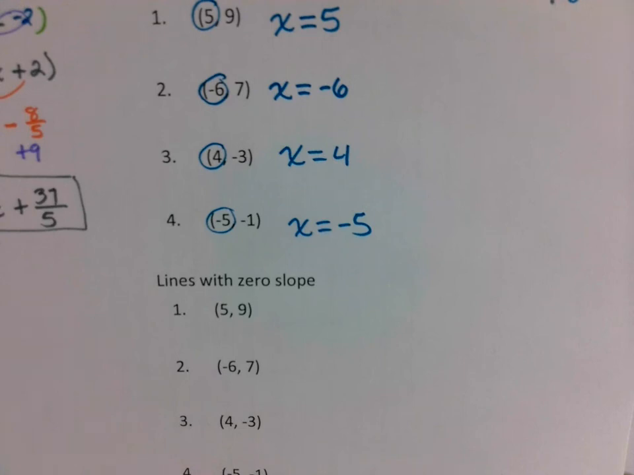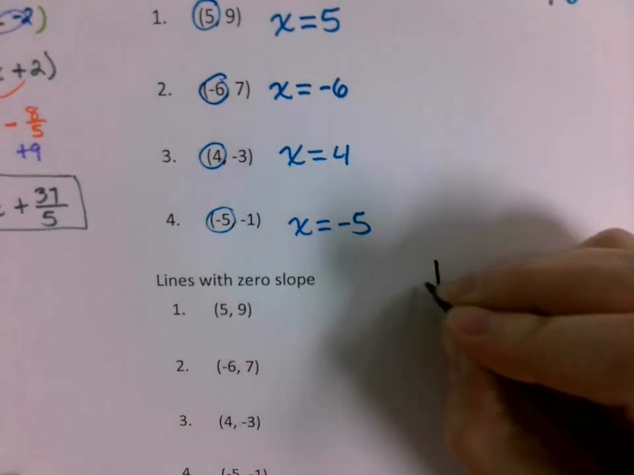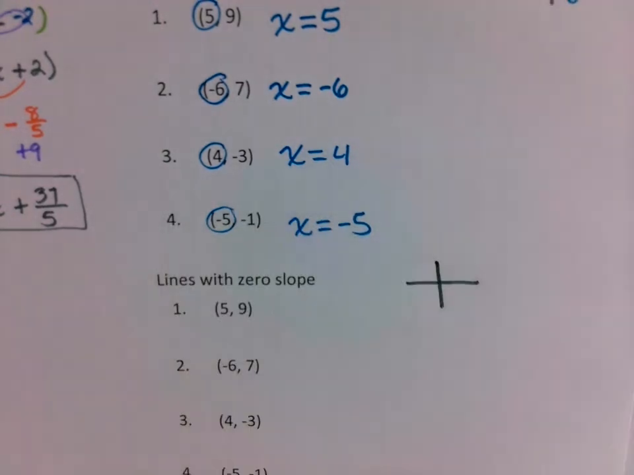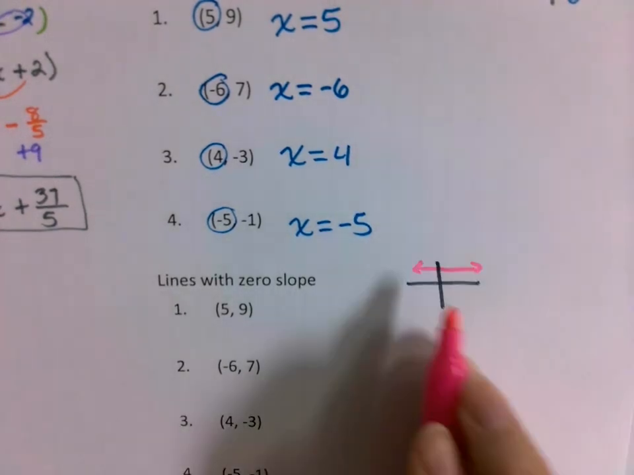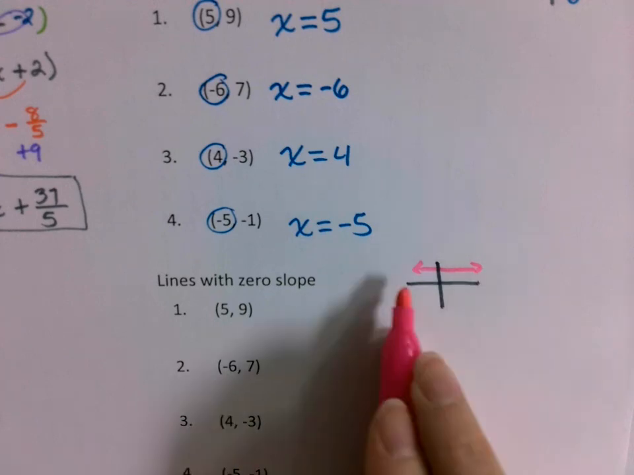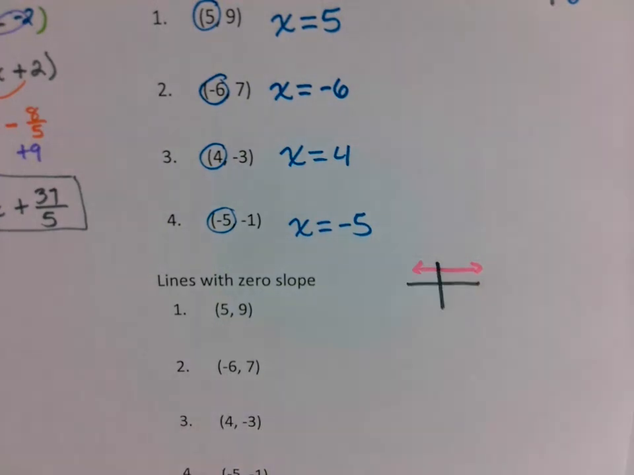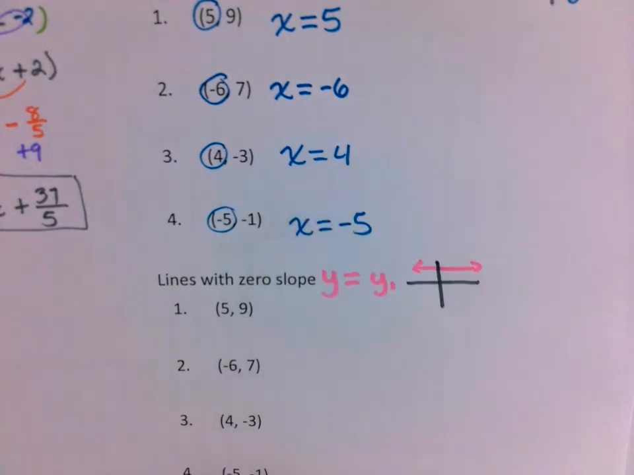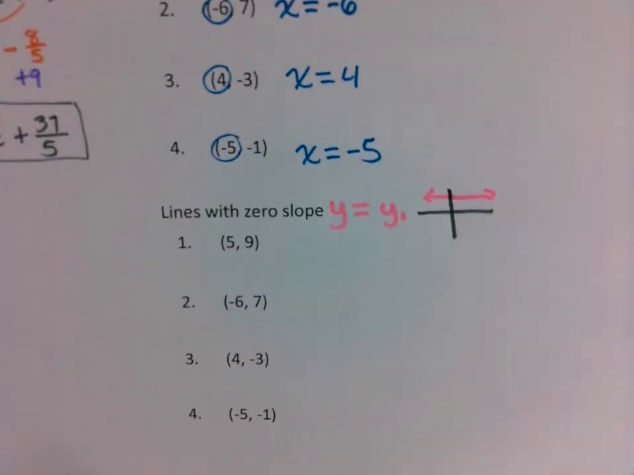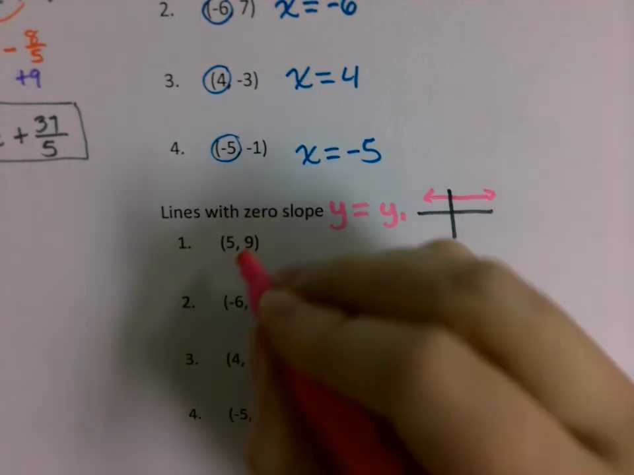The y. Because a zero slope is just a horizontal line. So that means you have an infinite amount of possibilities for your x, but you only have a single value that it always crosses at for the y. Only a single position for the y. So your equation is always going to be y equals whatever your y coordinate is. So in this case, we're going to have y is equal to 9.